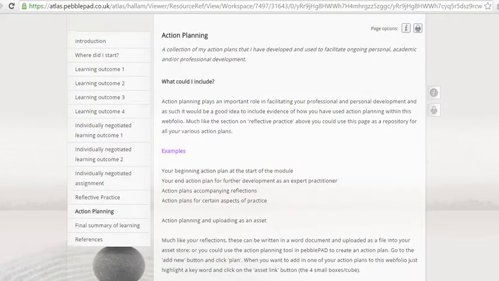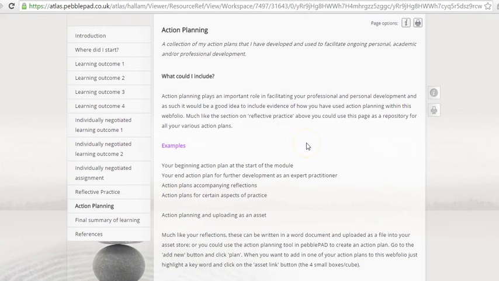Now the next tab, which is the action planning, again right at the start we got you to do an action plan. So thinking about how you're going to tackle all of the module, how you're going to get your case studies. What we're really asking you to do here is start and close that loop.